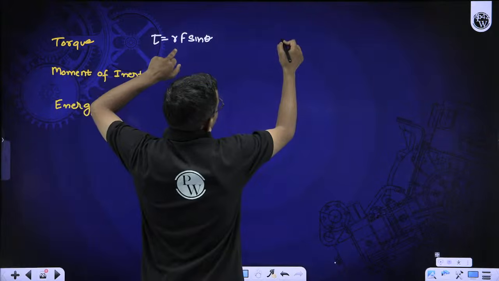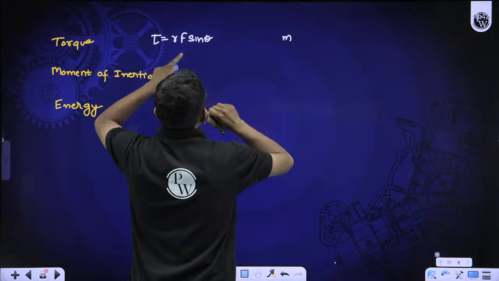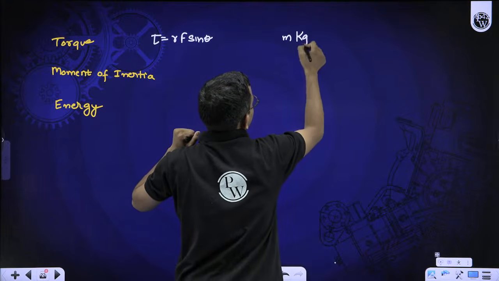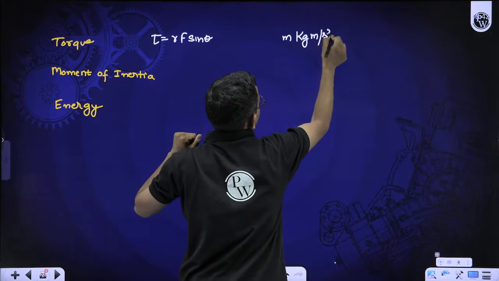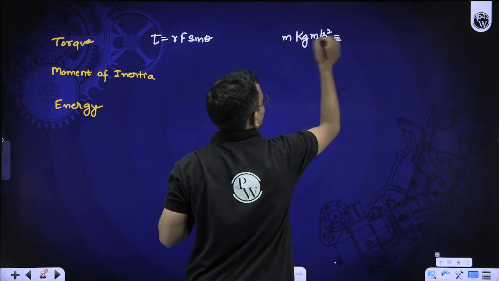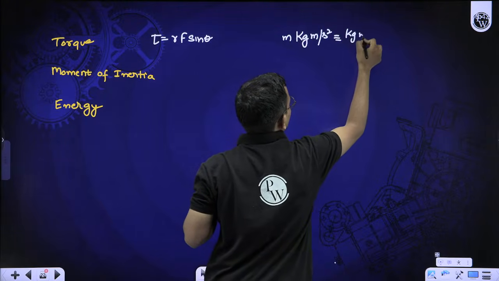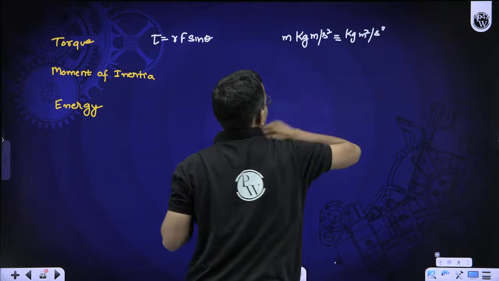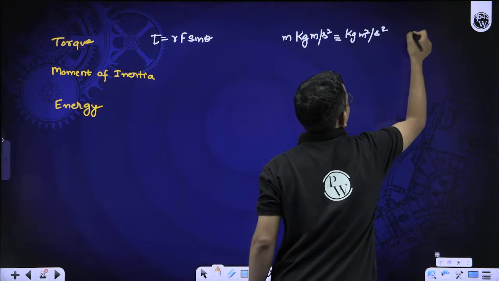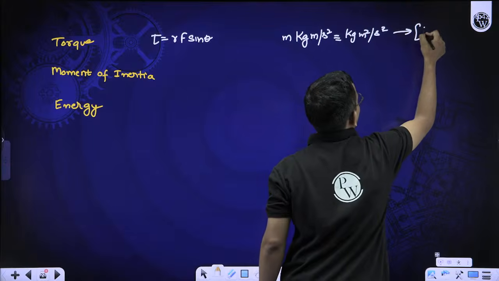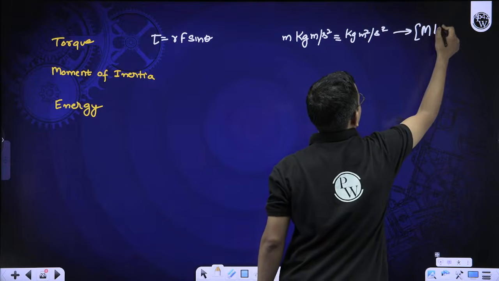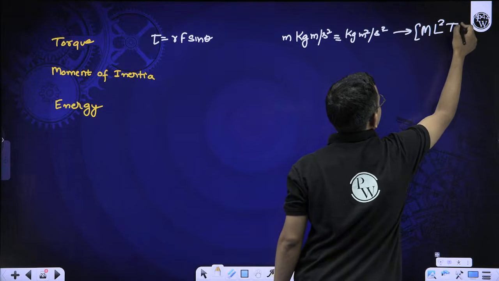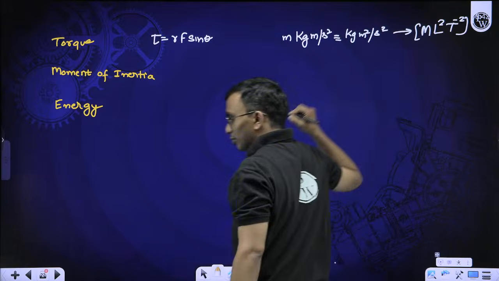For r, that is meter. F is my force, so that is kg meter per second square. What will be the unit from here? Kg meter square per second square, same as that of energy. Now if you write the dimensions from here, for kg M, for meter L2, for per second square T minus 2. So M L2 T minus 2.